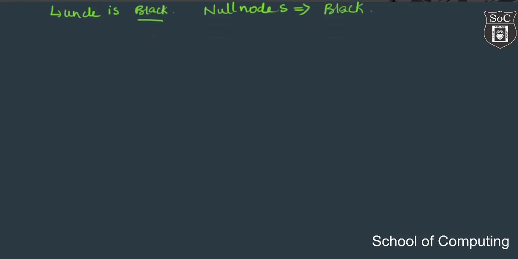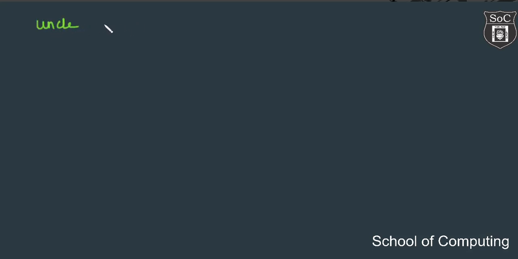So what is the summary? Now you understood what I mean by uncle. Uncle red, we do recoloring. Uncle black, we have to perform rotation.